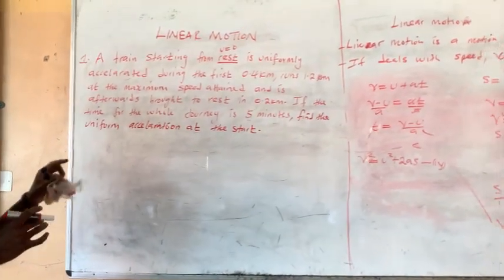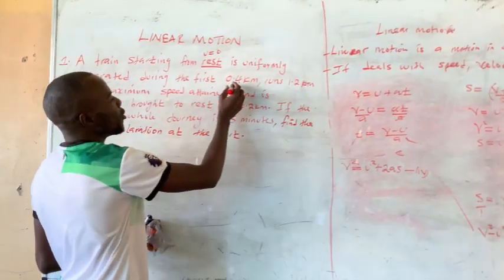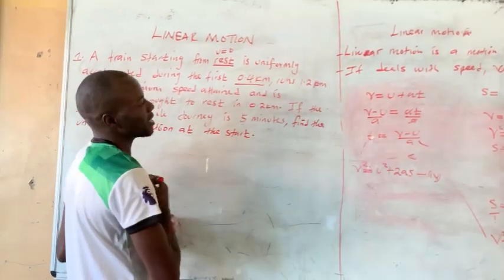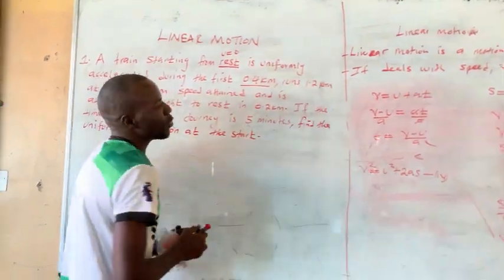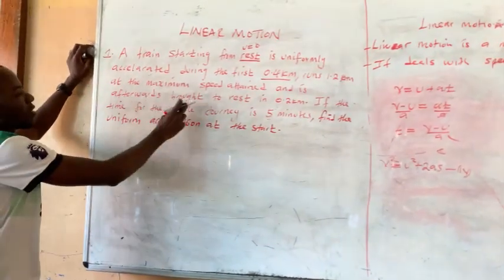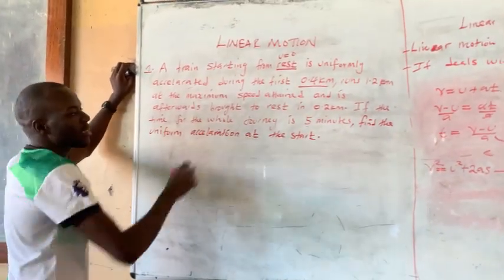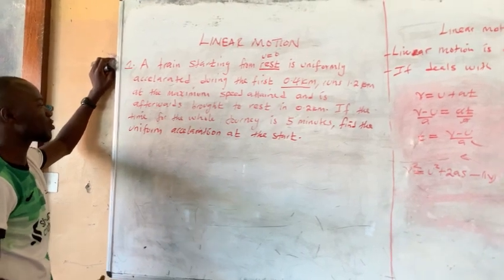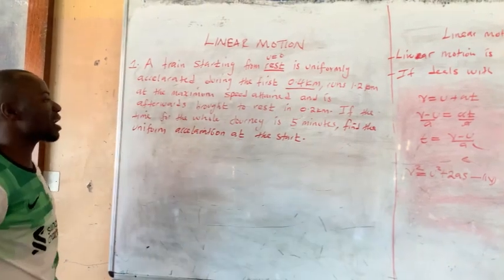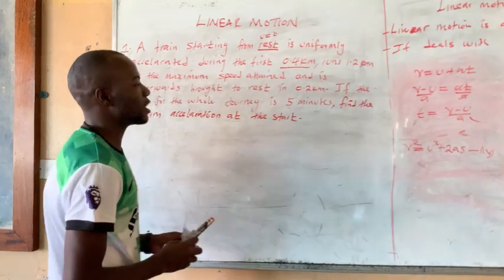Because it's starting from rest. Okay? Is uniformly accelerated during the first 0.4 kilometers. Of course, this one is distance or displacement. Runs 1.2 kilometers at the maximum speed attained and is afterwards brought to rest. So if the time for the whole journey is 5 minutes, find the uniform acceleration at the start, or in short, just find the acceleration for the journey.